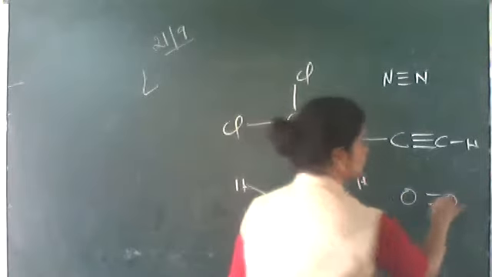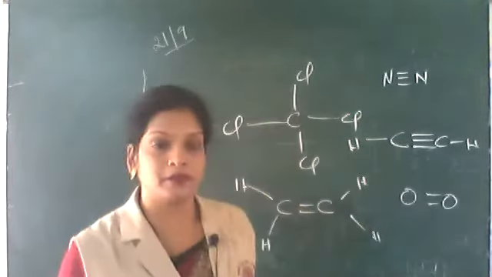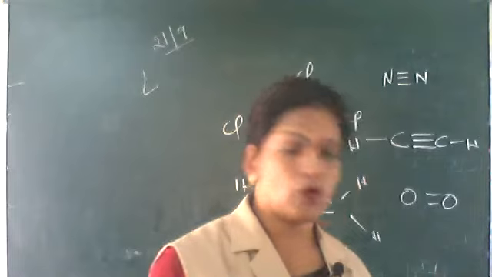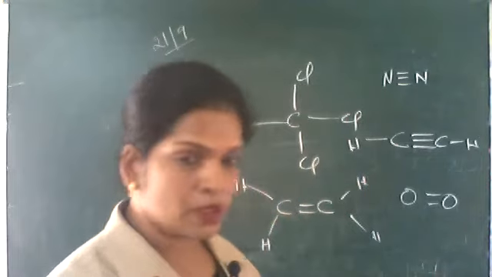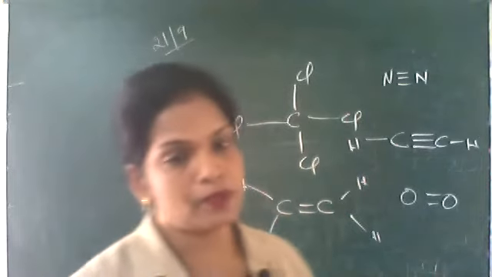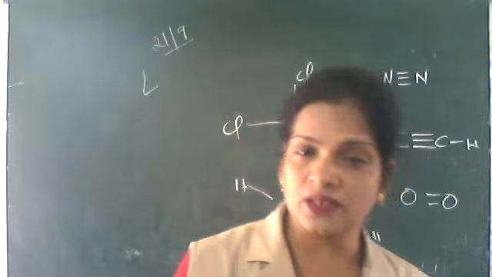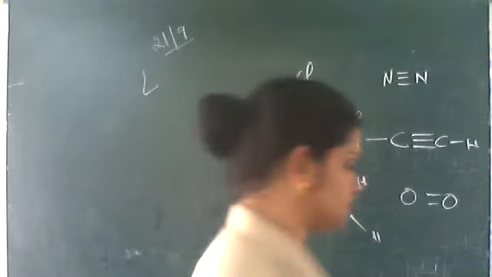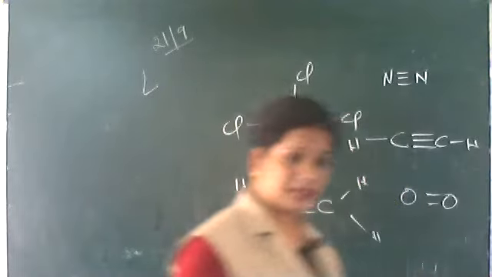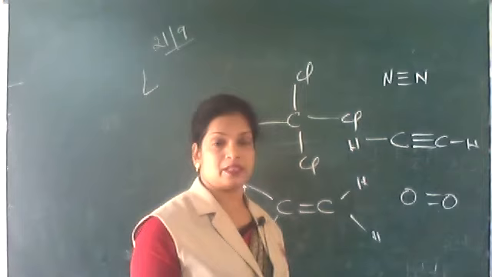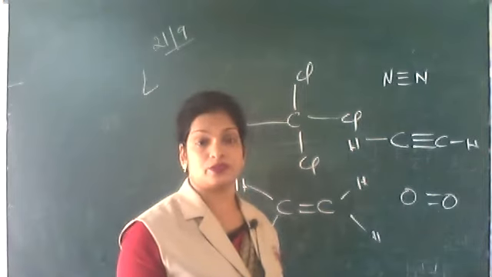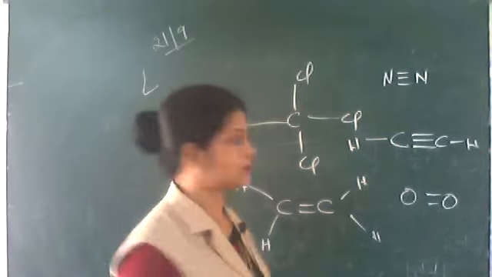O double bond O. There are 2 bonds between oxygen atoms to form O2 molecules. So single bond, double bond, triple bond. Double bond means double attraction. Triple bond means again more attraction. Bond means attraction. Next, we will be seeing how to write the Lewis dot structures for molecules.